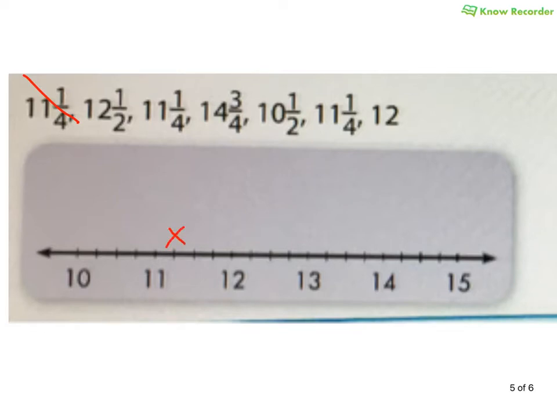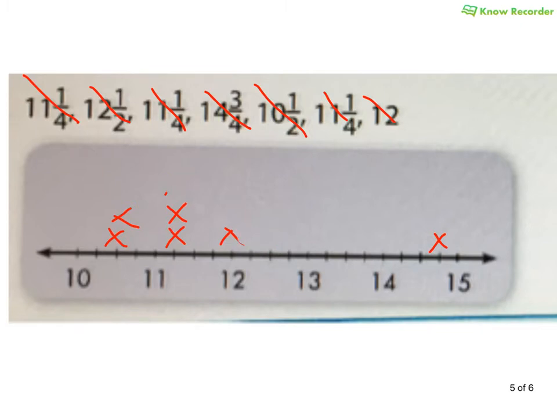I know that because the step I didn't show you was if I start at 10 to get to 11, I have 1, 2, 3, 4 jumps. They're in quarters. So next I have 12 and a half. Here's 12, 2 jumps to a half, 1, 2. Cross it out. 11 and a quarter again, stack it. 14 and 3/4. 10 and a half. 11 and a quarter. And 12. And that's it, as long as you're careful.